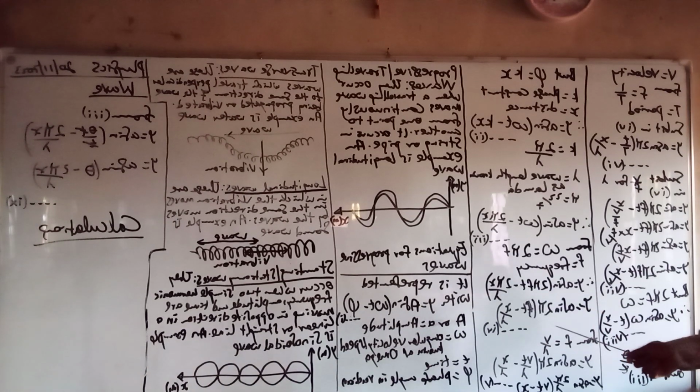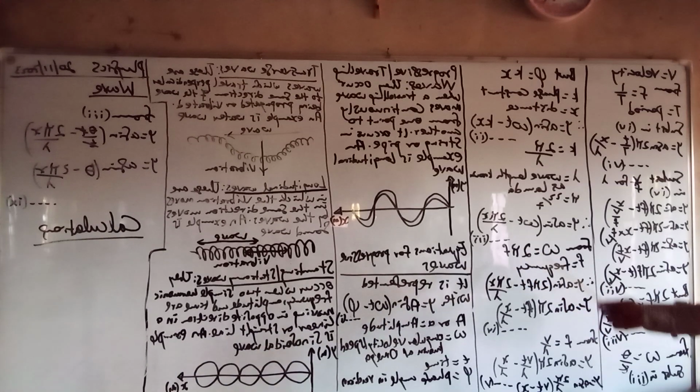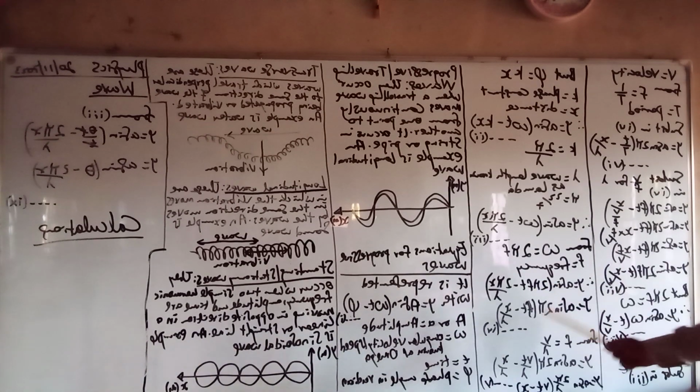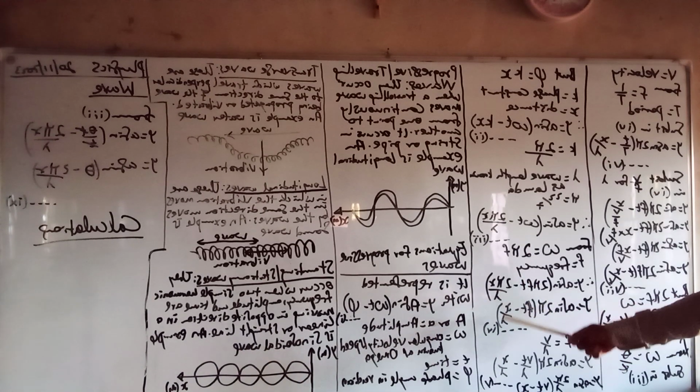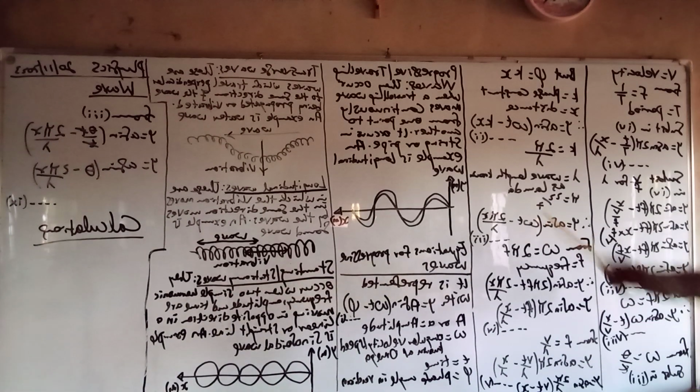We now factorize. We have 2 pi, we have 2 pi. Because both of them are in the numerator, we can factorize them. 2 pi, pick one. We now have y equals a sine 2 pi bracket ft minus x over lambda. Call it equation 4. This one is equation 3.